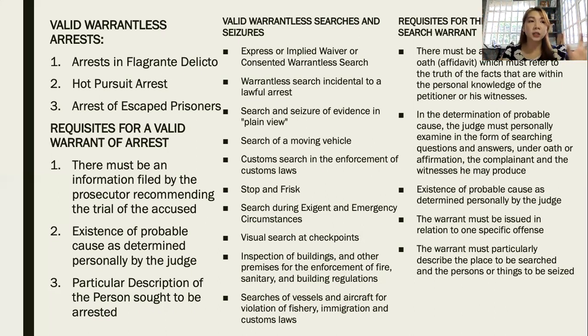Tapos saktong-sakto katabi ng murderer yung shabu. Kasi nagsashabu pala yung murderer. So, yun yung sinasabi nating on plain view. Hindi niya pwedeng halungkatin yung gamit nitong i-arrest nilang murderer para lang may makita silang other dangerous stuff.